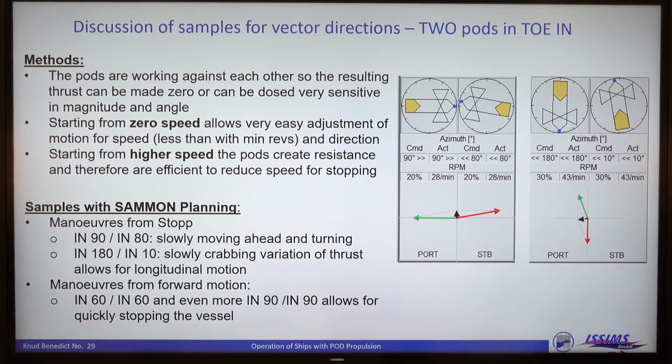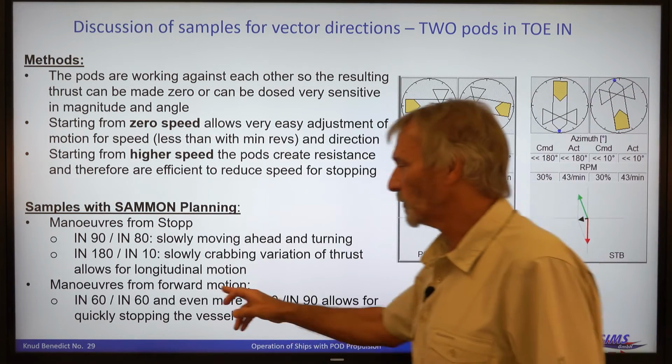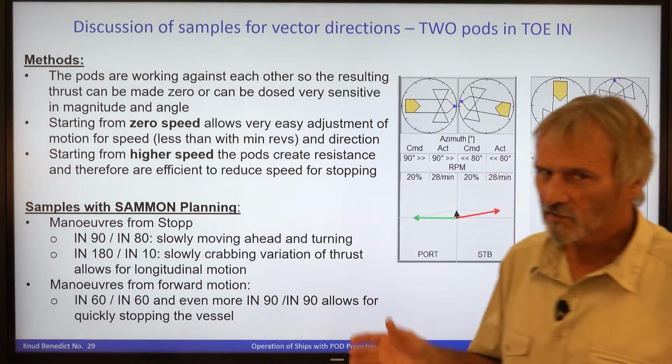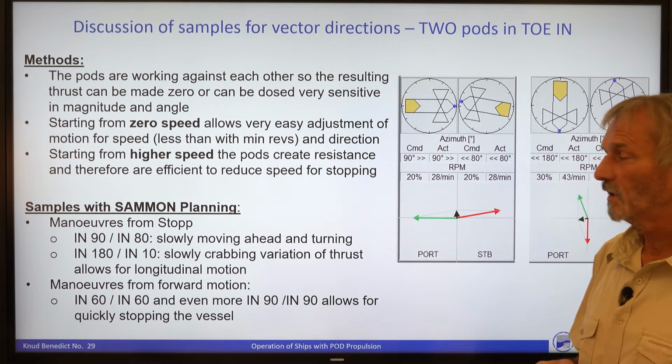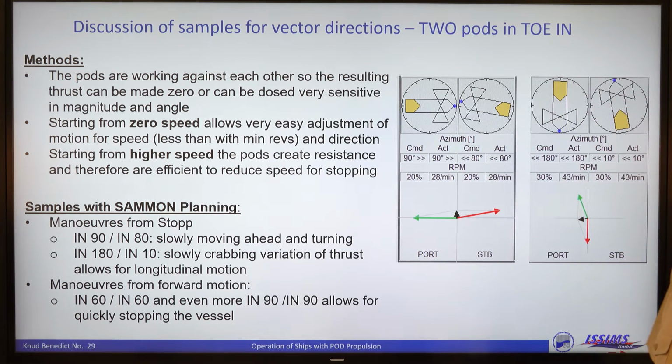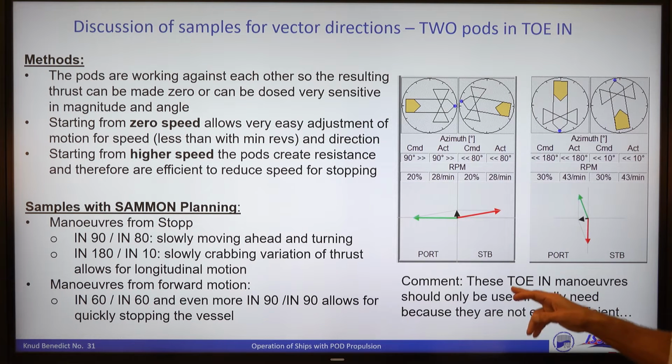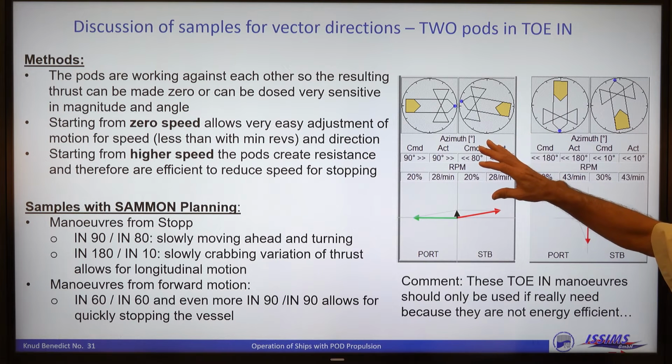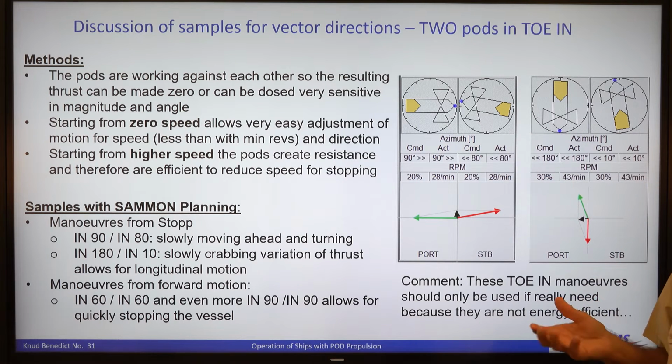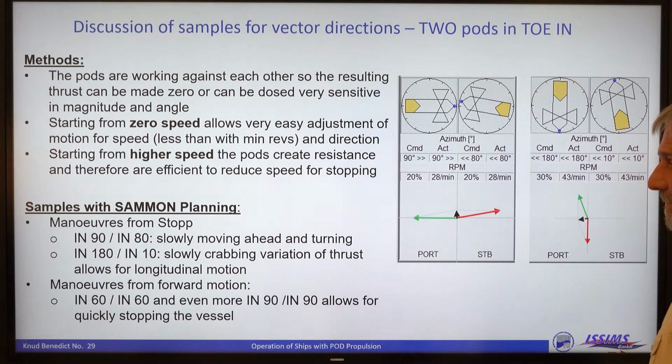Okay, and the final thing will be maneuvers from forward motion, so in 60, 70 or even in 90 to stop a ship very quickly. What I wanted to add is a comment that these maneuvers, this configuration, should only be used if it's really necessary, because working with two pods against each other is a waste of energy. So please think about that when you steer your vessel. Okay, so let's look at the samples.